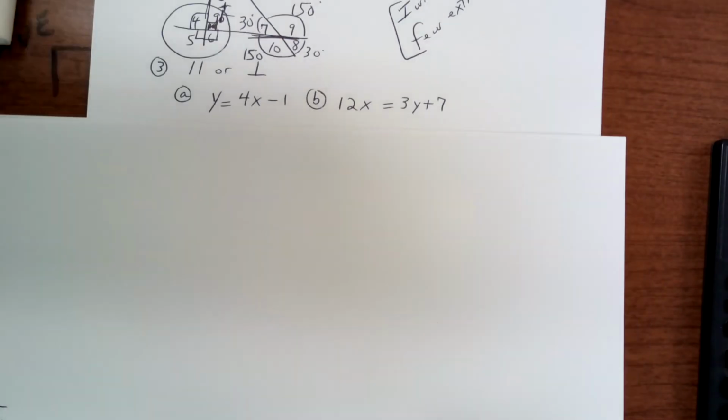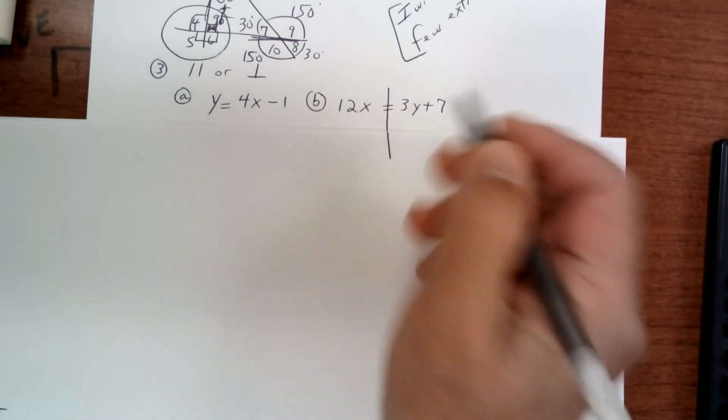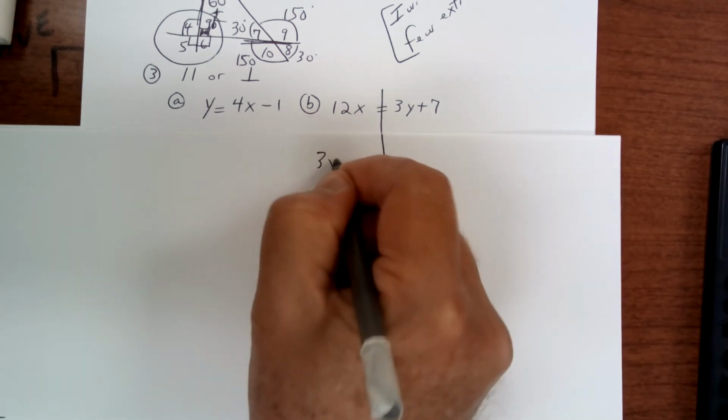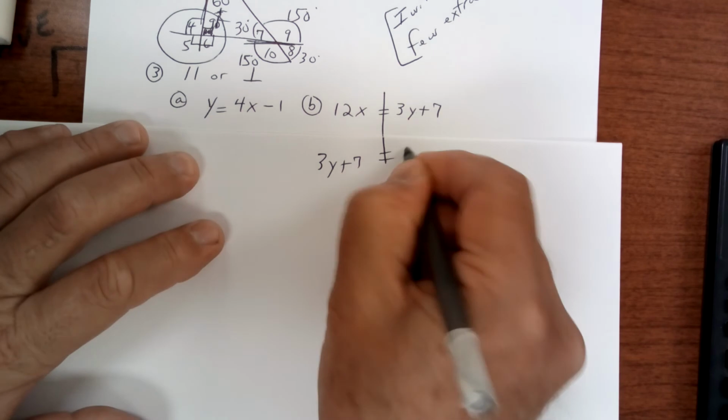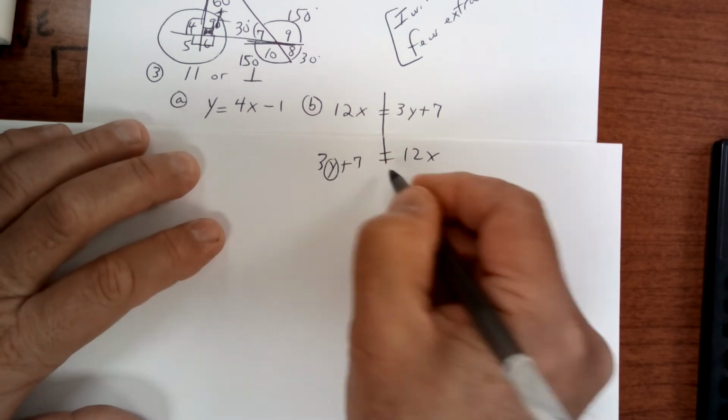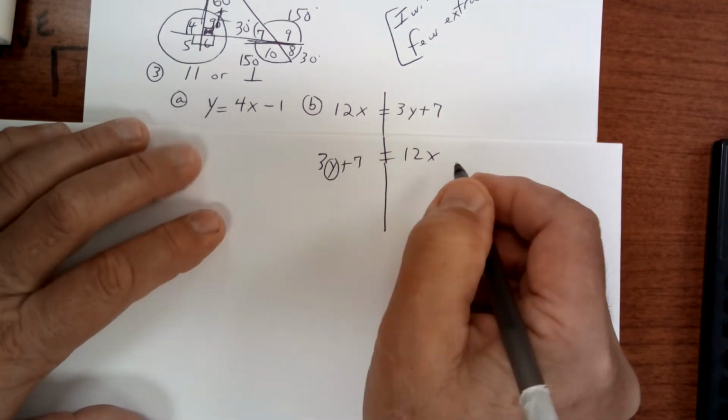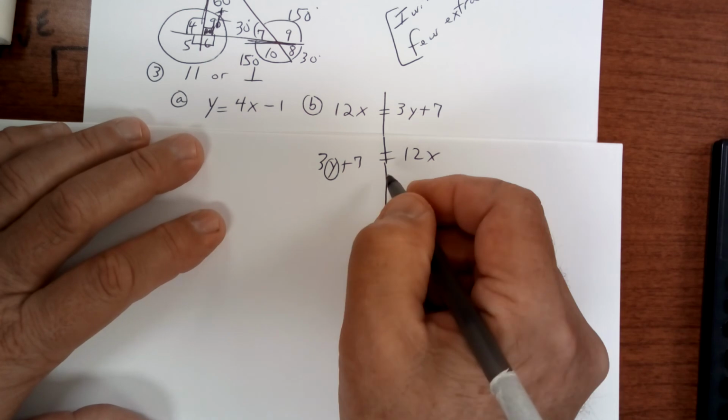Let's take a look. Parallel and perpendicular. Are these parallel, or are they perpendicular, or neither? Well, to do that, you got to get y by itself. Now I'm going to switch this over here. And you're allowed to switch both sides. So draw a line, circle the y. You're going to subtract 7 and divide by 3. So I'm going to move this over here.